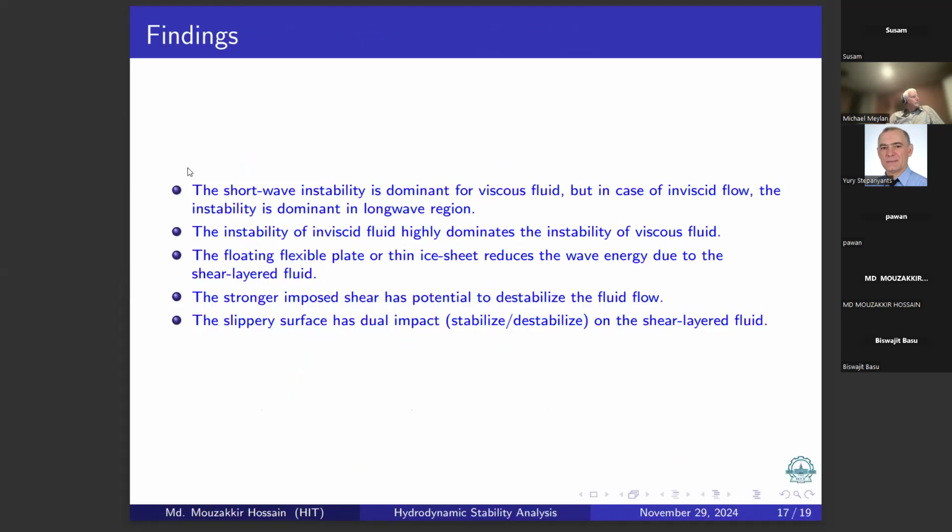The short wave instability is dominant for viscous fluid, but in case of inviscid flow, the instability is dominant in the long wave region. The floating elastic plate, or we can say the thin ice sheet, reduces the wave energy due to the shear layer fluid. The stronger imposed shear has the potential to destabilize the fluid flow, and the slippery surface has a dual impact, both stabilizing and destabilizing the shear layer fluid.